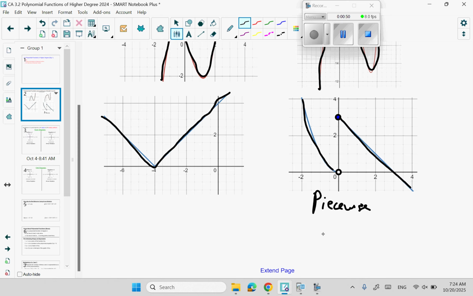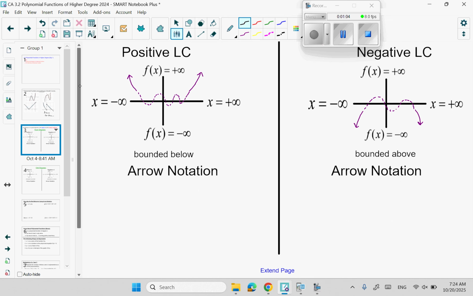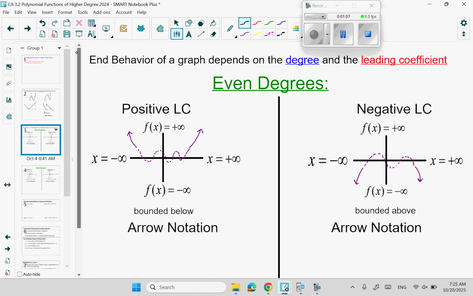It is not a polynomial because it lacks that continuity. In this case, this one has a discontinuity, so it would not be a polynomial. Okay, so there are 4 situations that can occur.